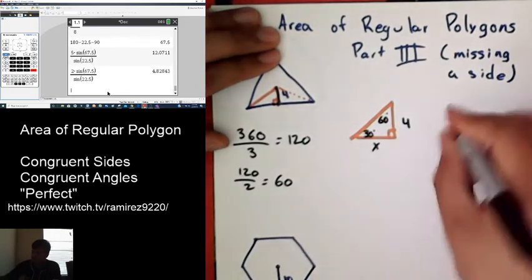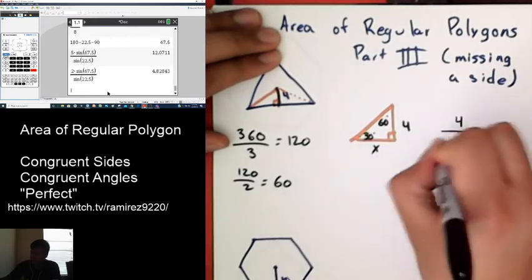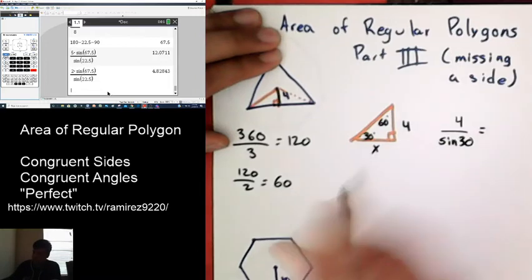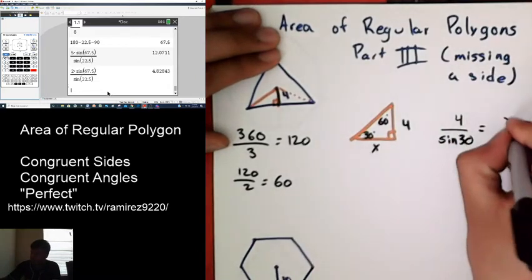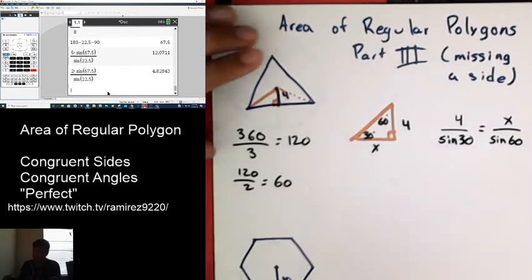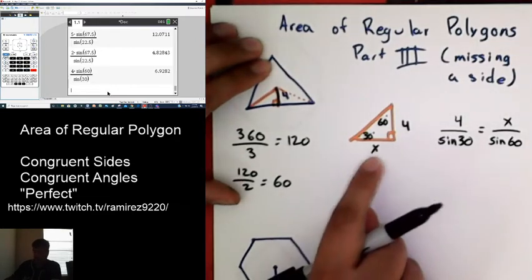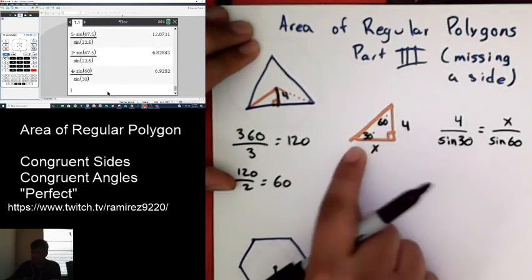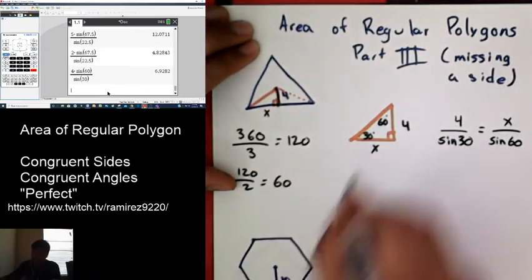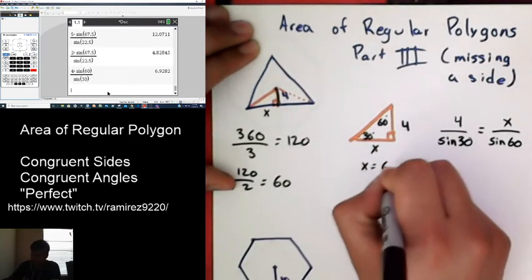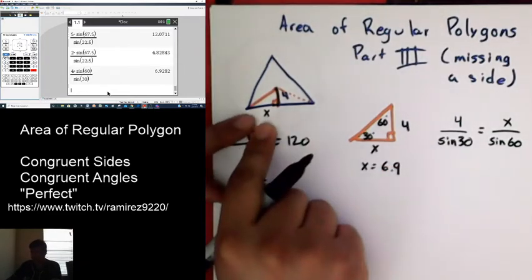And we have here 4 goes with the 30, so 4 over sine of 30 is to x over sine of 60. So again, quick cross multiplication, it becomes 4 times the sine of 60 divided by the sine of 30. So I found out that this side of the triangle, which is only this piece right here, is basically 6.9. Now this is x, right?